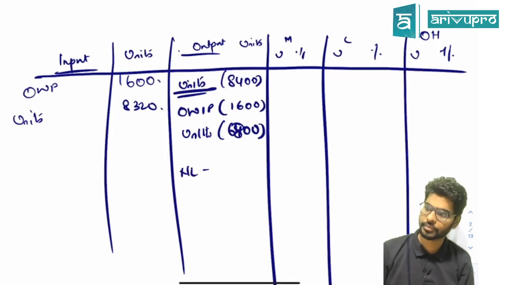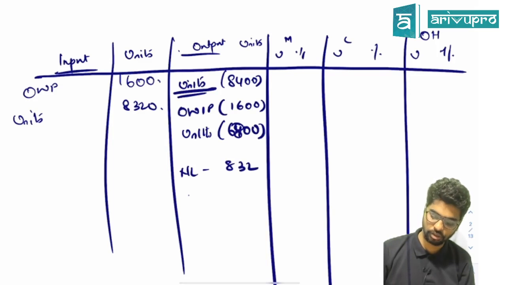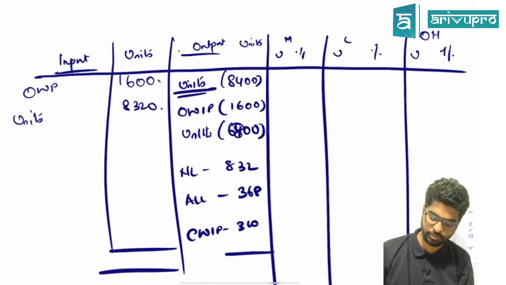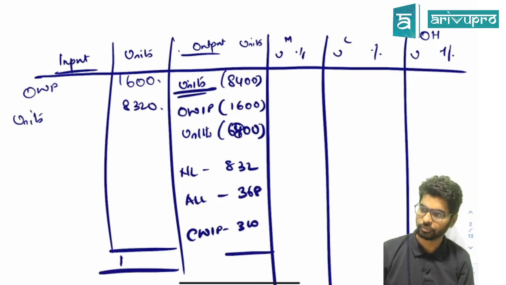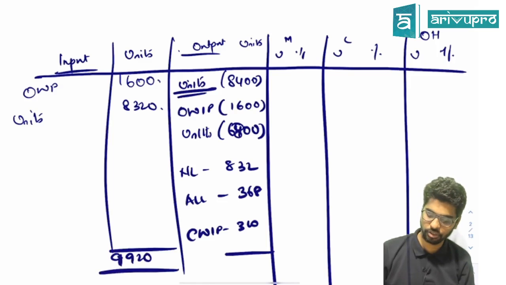Normal loss 832, abnormal loss 368, closing WIP 320. So my input is matching with my output, that is 9920, 9920.